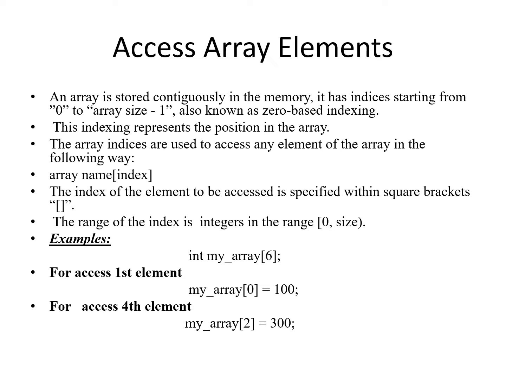Now see how to access the elements in the array. An array index starts with 0 and the maximum index is array size minus 1. The index is used to represent the position in the array. The index of the element is specified within square brackets. Here we have an example of array initialization and accessing. In this array we have 6 elements. The first element is initialized with the value 100, and the 4th element is initialized with the value 300, and this is the way of accessing array values with the help of the index.